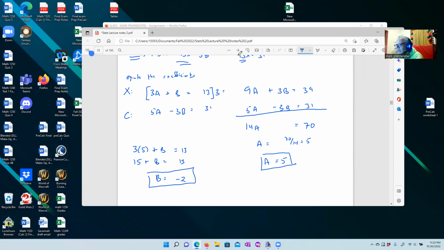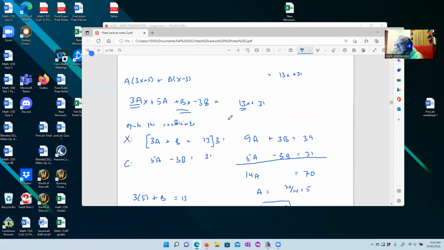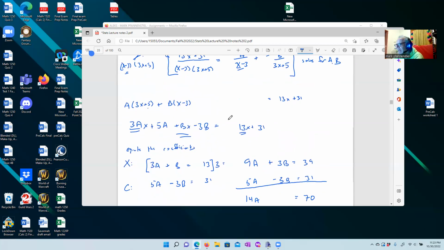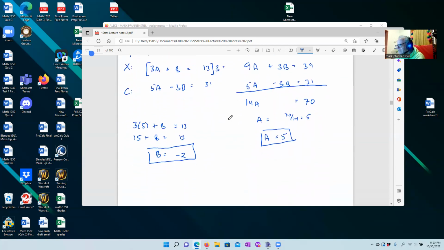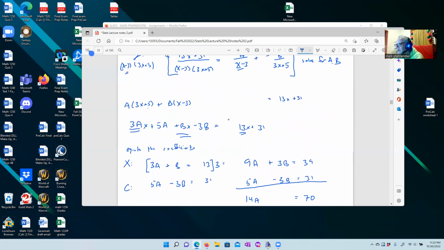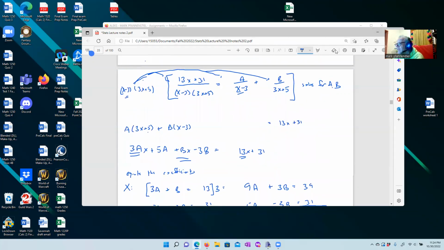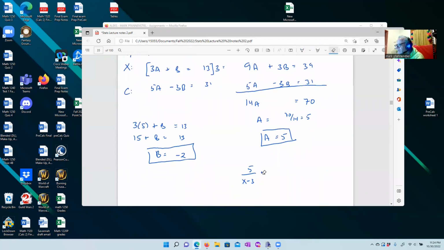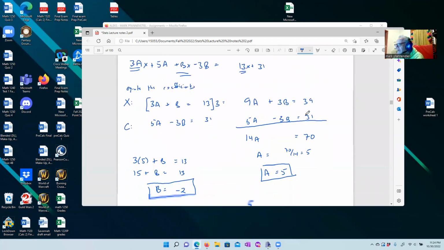So we're going to go back up here. How did I break this apart? We have A over x minus 3, so we have 5 over x minus 3 plus, and then B was minus 2. Actually, I'm going to rewrite this a little bit. That's going to be minus 2 over 3x plus 5.